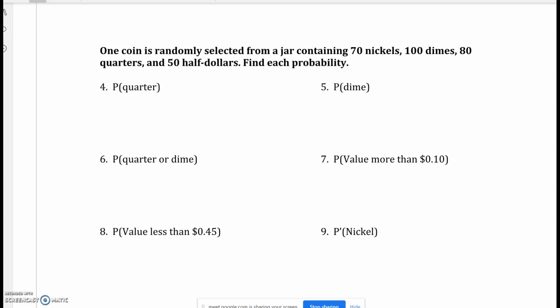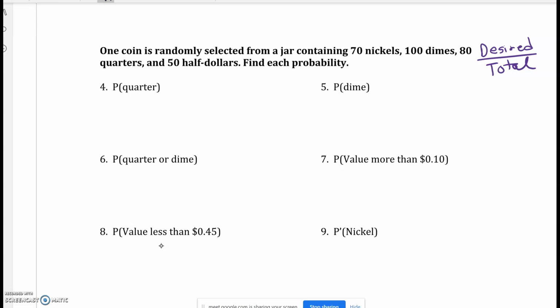Here we go. This is getting into some probability. So if we've got a coin that's randomly selected from a jar containing 70 nickels, 100 dimes, 80 quarters, and 50 half dollars, find the probability of getting a quarter. Probability is when we're talking about the desired outcome over the possible outcome, the total. So desired over the total.